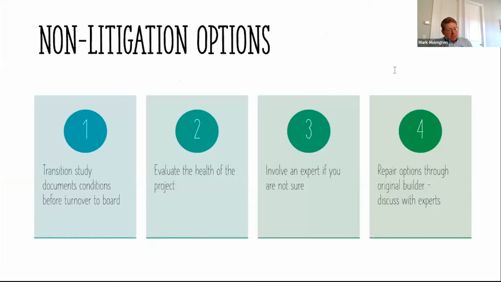Now, of course, just because there are construction defects in a project, it doesn't mean that we're going to go rushing off into litigation or that the association should do that. The first step is going to be to do a study, have somebody go out there and evaluate the as-built condition of the project and document the condition of the common areas or limited common areas and make a presentation to the board. You want to evaluate the health of the project and just get a general sense as to whether or not it's a well-built or a poorly built project. And then you do your real expert investigation if necessary.